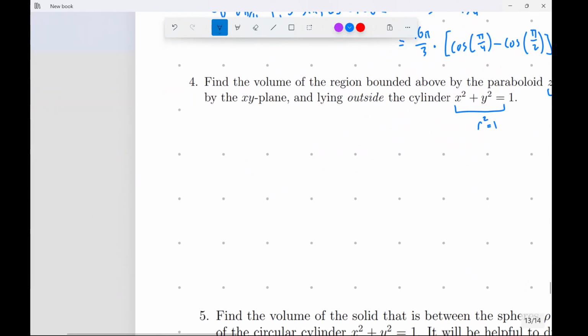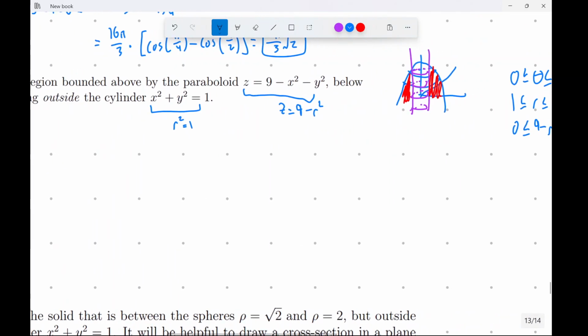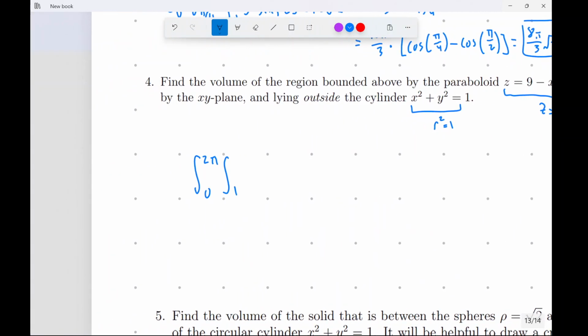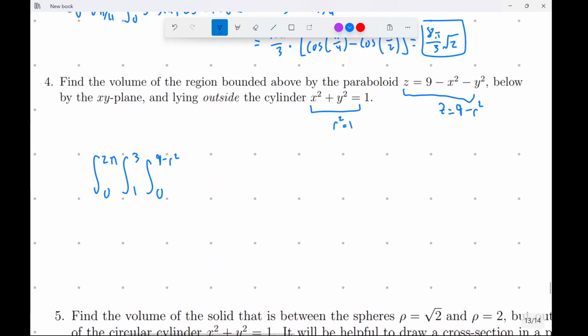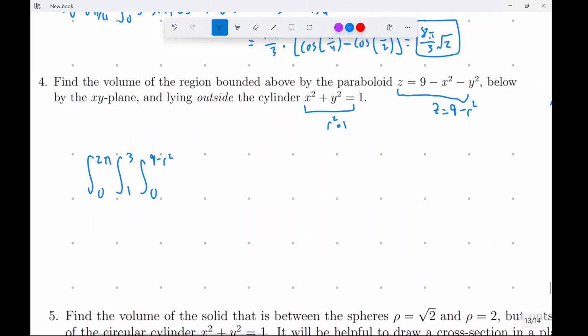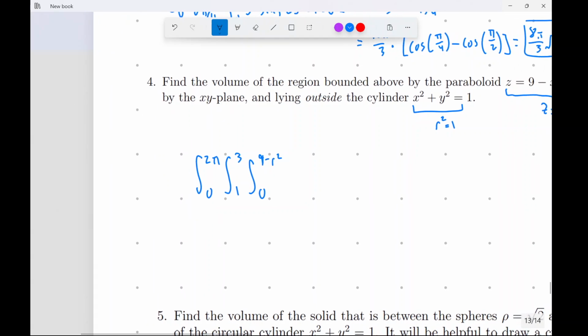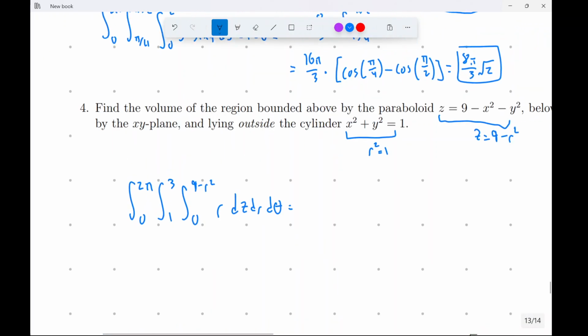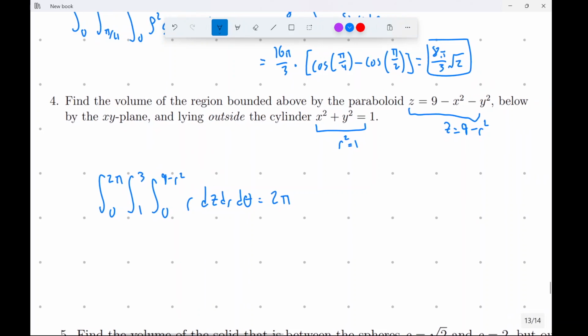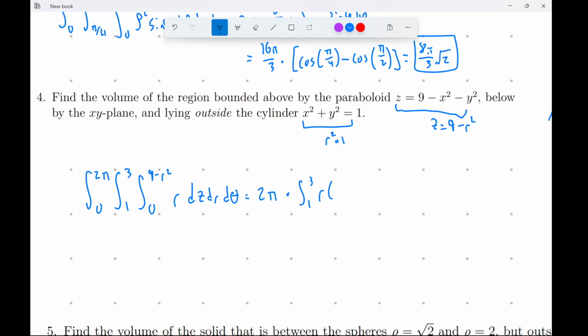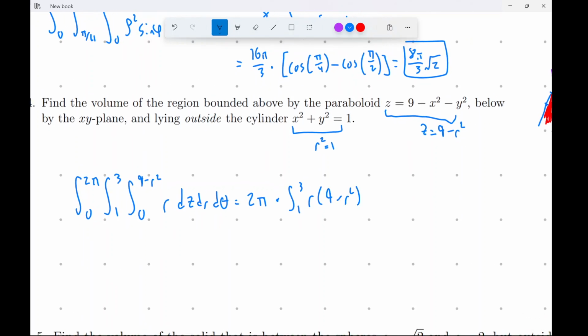So if we write out that integral, we're doing cylindrical coordinates. Theta is 0 to 2 pi. R is 1 to 3. And z is 0 to 9 minus r squared. And that will be just the volume, r dz dr d theta. Again, theta is easy because it doesn't appear anywhere there. That's just 2 pi times, okay, I actually have to integrate this back to z, so that'll be r times just 9 minus r squared dr.